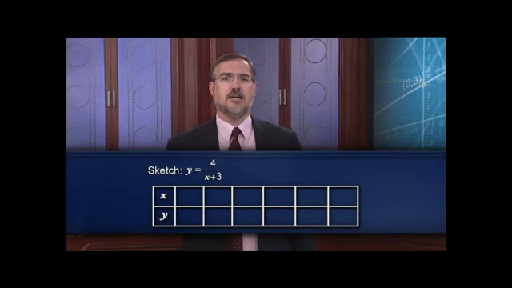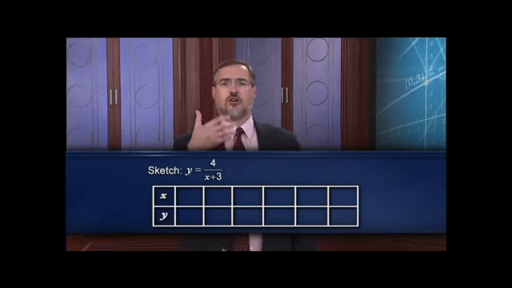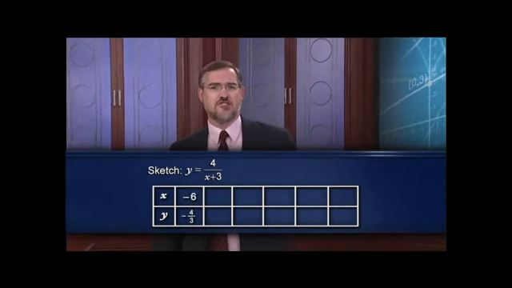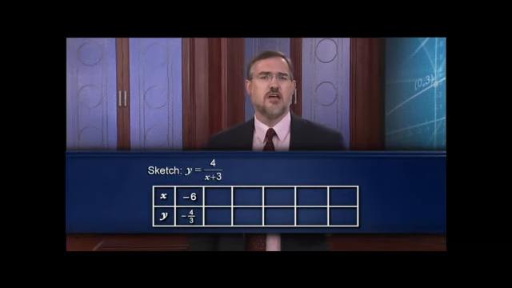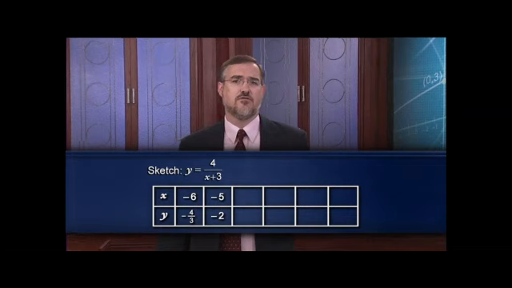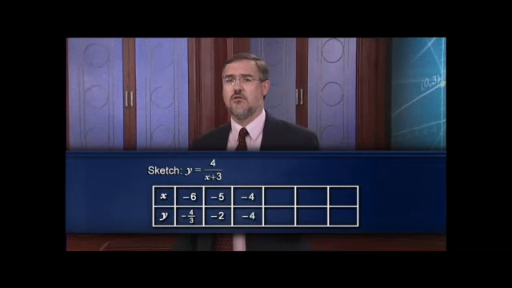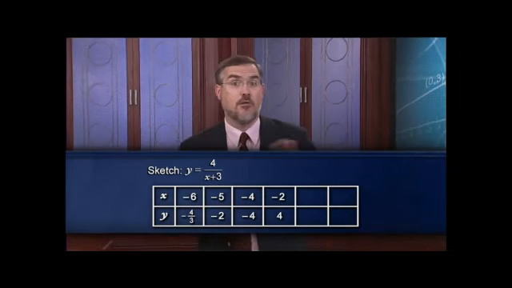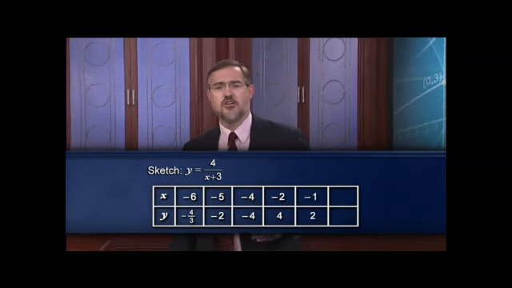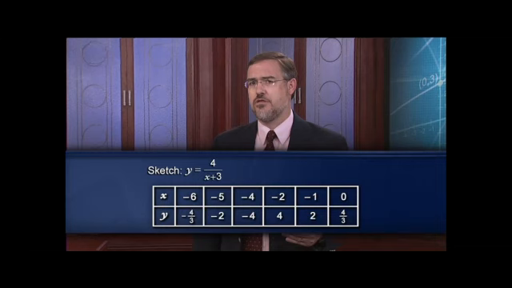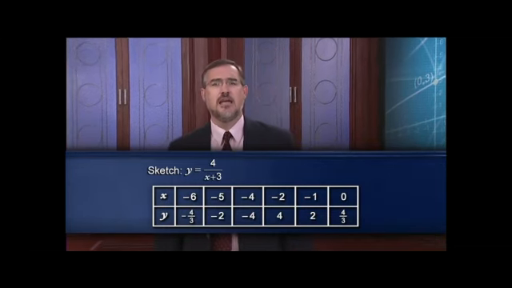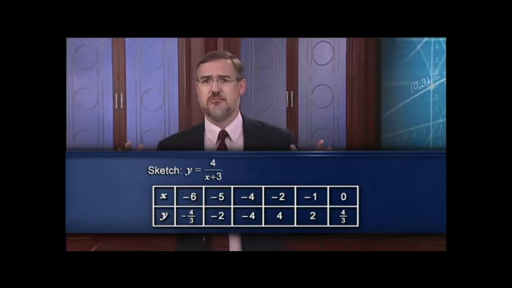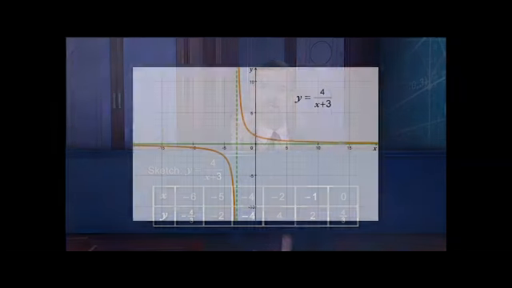So if we plug in some of that point information, if you will, you're going to have the following kind of thing for your graph. If you let x be negative 6, for example, then y is going to be negative 4/3. If you let x equal negative 5, then y is negative 2. When x is negative 4, y is negative 4. When x is negative 2, y is 4. Notice I just hopped over x equals negative 3. Remember, I'm not allowed to plug that in. When x is negative 1, I would get 2 back for y. When x is 0, I get 4/3. We already knew that because that's the y-intercept. Now plot all those points, connect the dots, and keep all this asymptote information in mind, and the graph you'll have will then look like this.